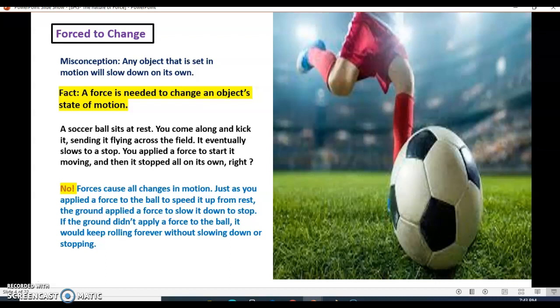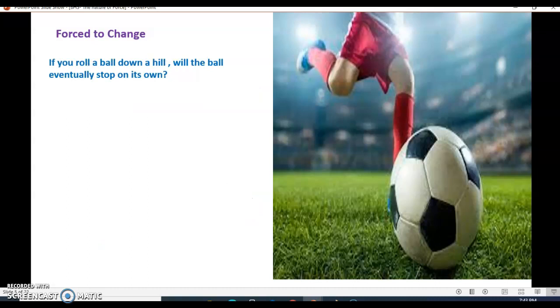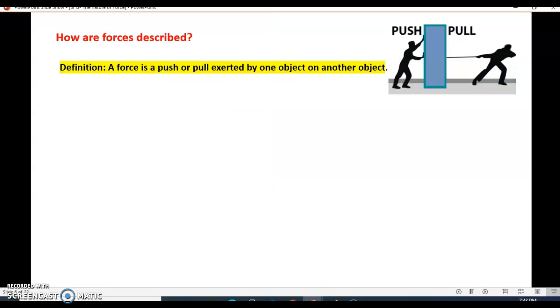We are going to talk about this force in the next lesson, which is the friction force applied by the ground on the object sliding along it, and how this force affects the motion. If the ground did not apply a force to the ball, it would keep rolling forever without slowing down or stopping. If you roll a ball down a hill, will the ball eventually stop on its own? No, friction between the ball and the hill will cause the ball to slow and stop.